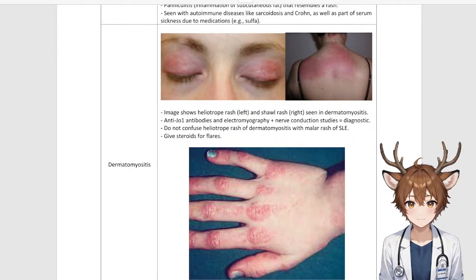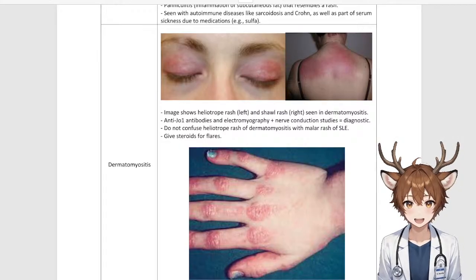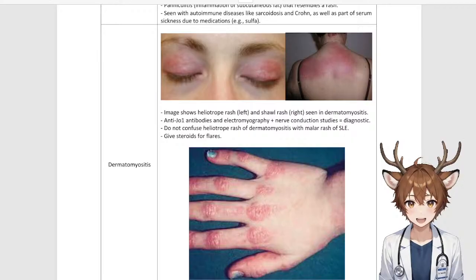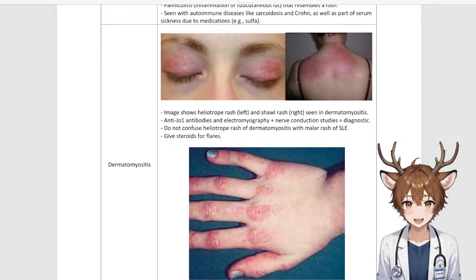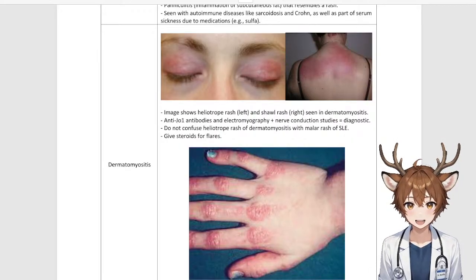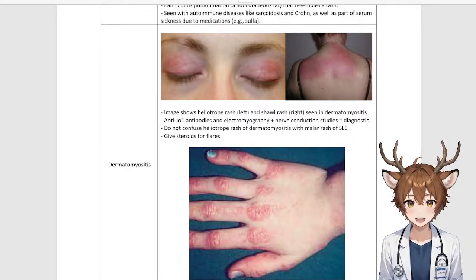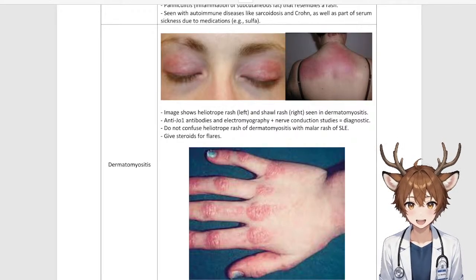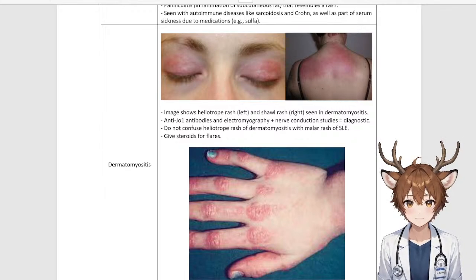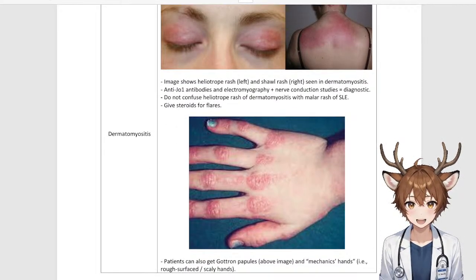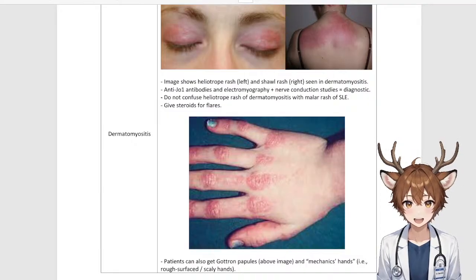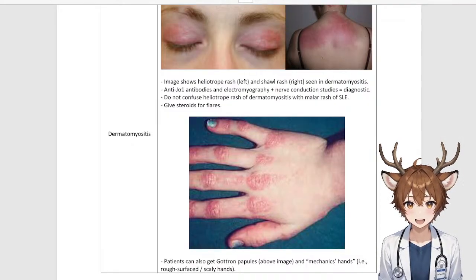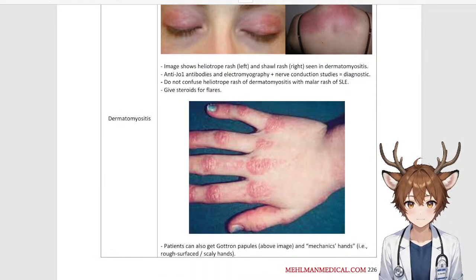Dermatomyositis. Here's a picture, there're several pictures. The image shows the heliotrope rash left and Shawl rash right, seen in dermatomyositis. Anti-Jo1 antibodies and electromyography plus nerve conduction studies are diagnostic. Do not confuse heliotrope rash of dermatomyositis with malar rash of lupus. Give steroids for flares. Patients can also get Gottron papules, above image, and mechanic's hand, i.e. rough-surfaced scaly hands.